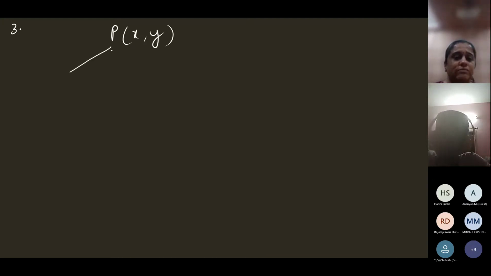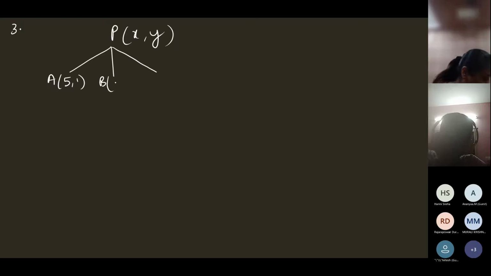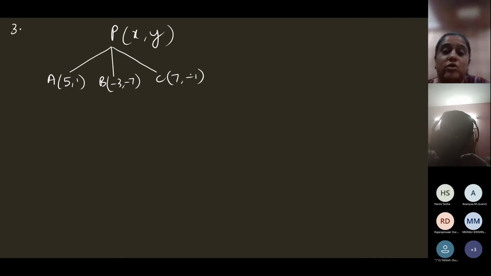Let me, oh yeah, I'll do it here. So this is for the third one. So let that point be P(x, y), which is equidistant from A (5, 1), B (minus 3, minus 7), C (7, minus 1). Okay, so you have to find the coordinates of a point which is equidistant from A, B, and C.